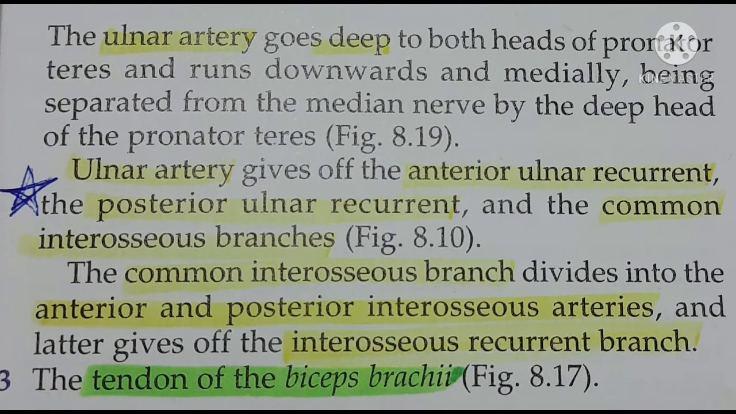The ulnar artery goes deep to both heads of pronator teres and runs downwards and medially, being separated from the median nerve by the deep head of the pronator teres. Ulnar artery gives off the anterior ulnar recurrent, the posterior ulnar recurrent, and the common interosseous branches. The common interosseous artery divides into anterior and posterior interosseous arteries, and the latter gives off the interosseous recurrent branch.